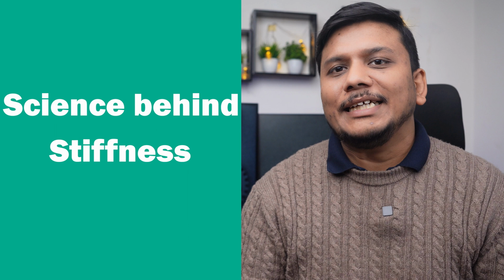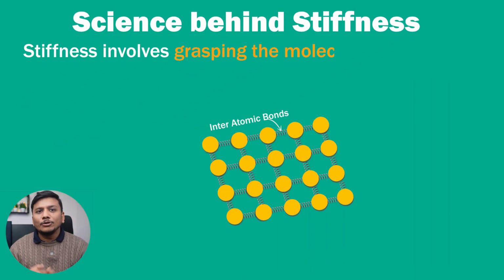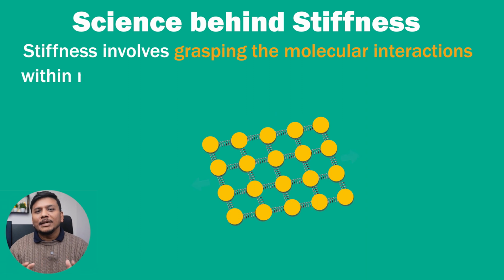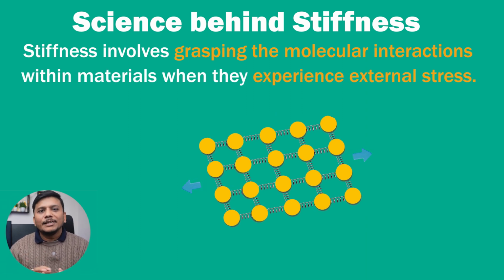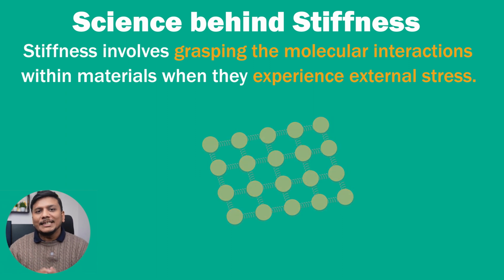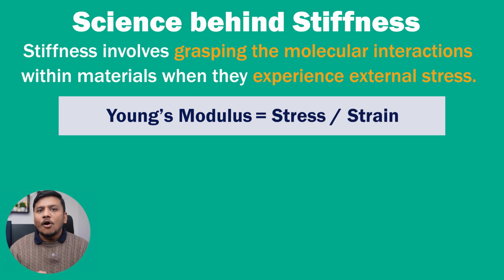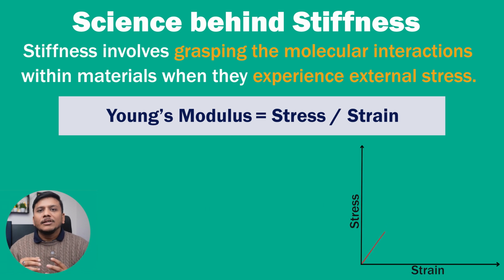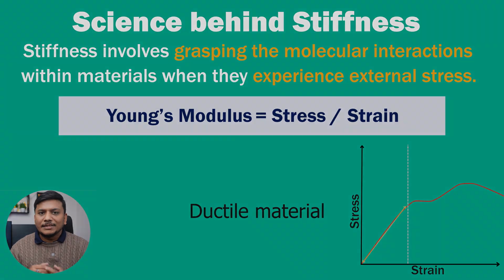to this property. Now let's talk about the science behind stiffness. Understanding stiffness involves grasping the molecular interaction within materials when they experience external stress. Sometimes we can also understand stiffness using Young's modulus, which is generally defined as stress upon strain, and offers another perspective on measuring stiffness, showing how the material deforms under different stress conditions.